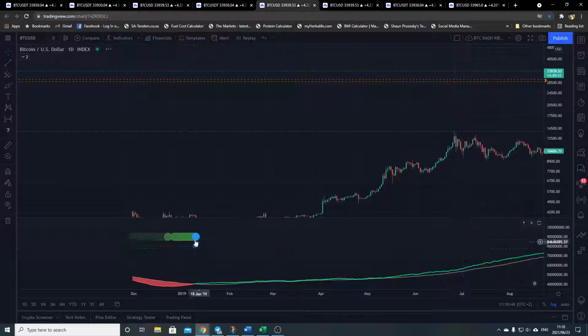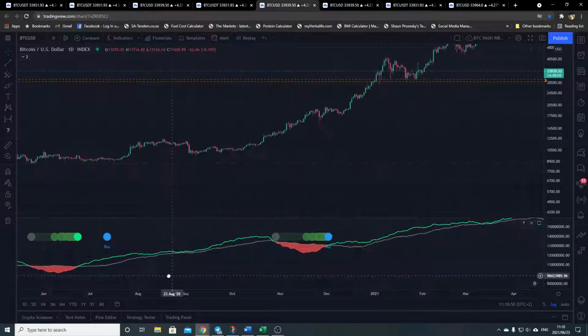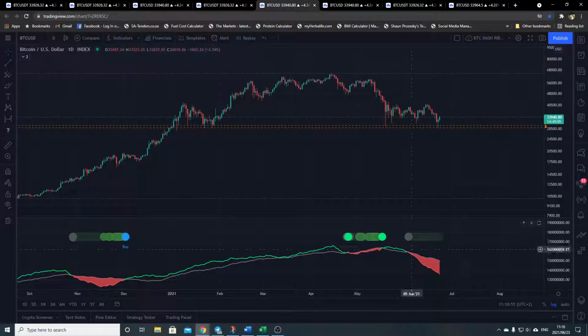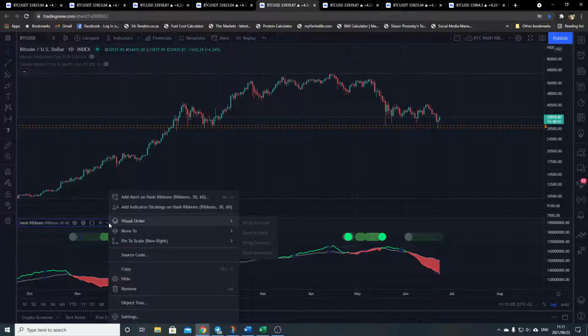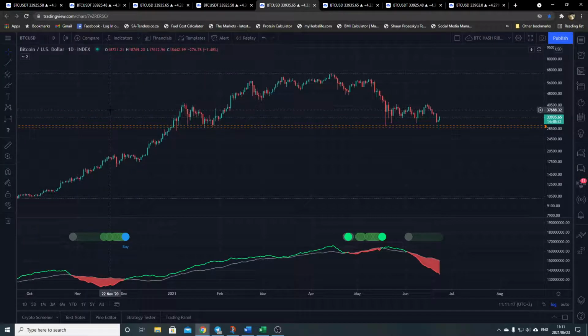If you want to get this, it is on Tradingview. It is a free one. There's a number of them. I'll be watching and I'll be updating regularly on this. It's called hash ribbons. I just want to see if I can see exactly, yeah, it's just called the hash ribbons. Hash ribbons, 3, 30, 60. That's what it is. So yeah, that's the good news so far.